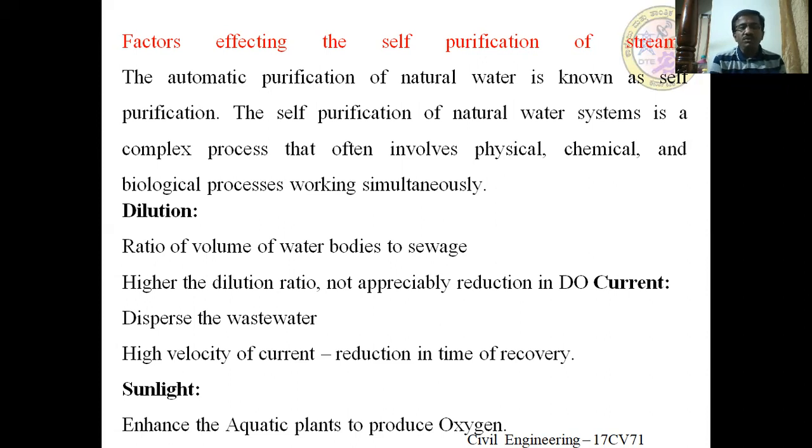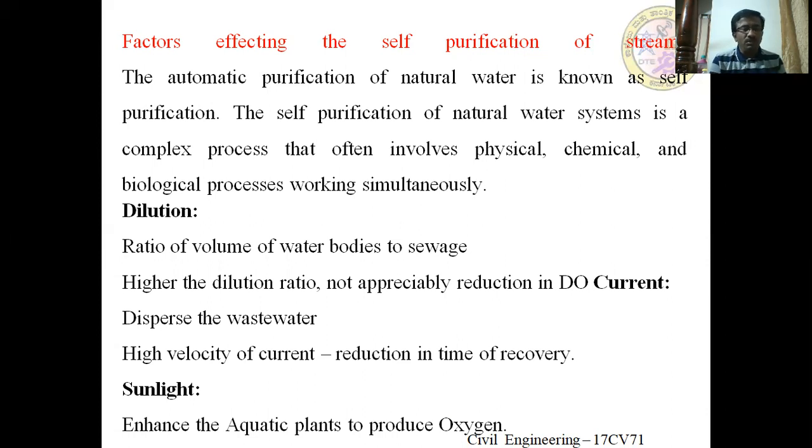The self-purification of a natural water system is a complex process that often involves physical, chemical, and biological processes working simultaneously. All these processes are carried out simultaneously and naturally. There is no extra force required. Naturally, the quality of the water goes on improving at the downstream side for some particular distance. After some time, it regains its original status. That particular process is called self-purification of stream.